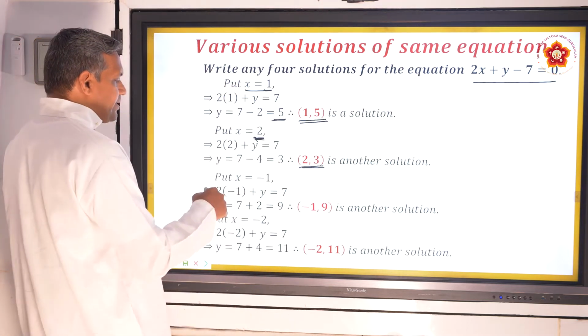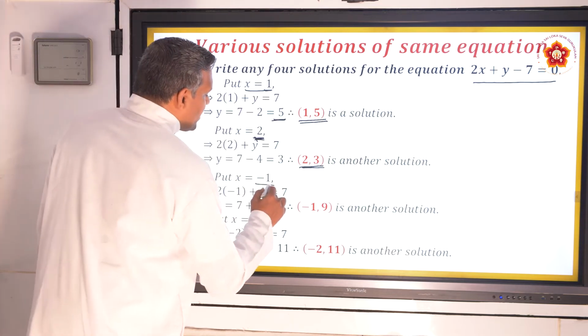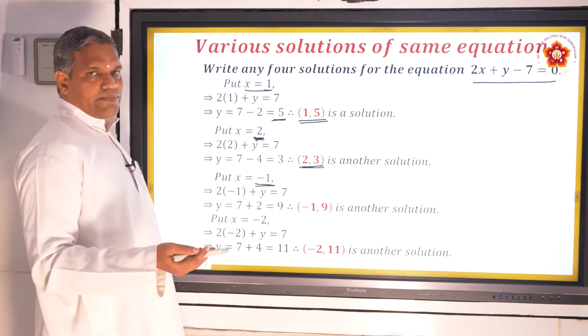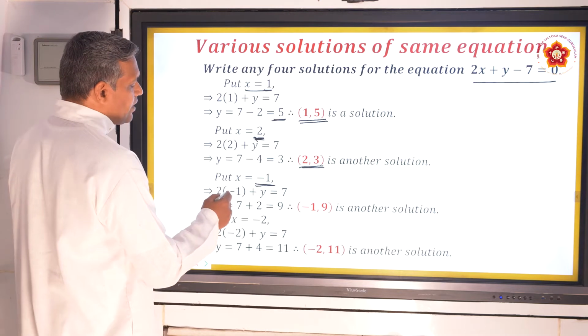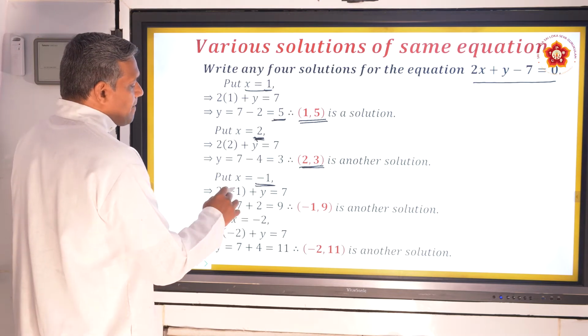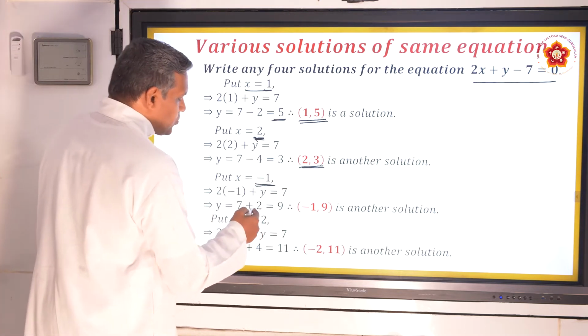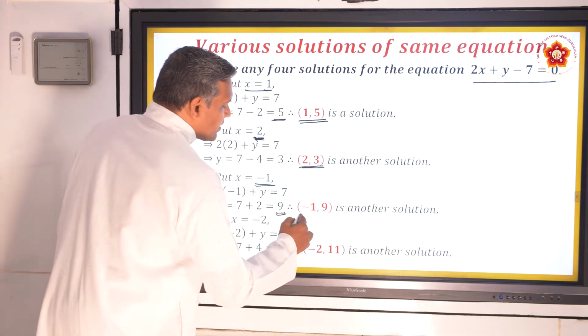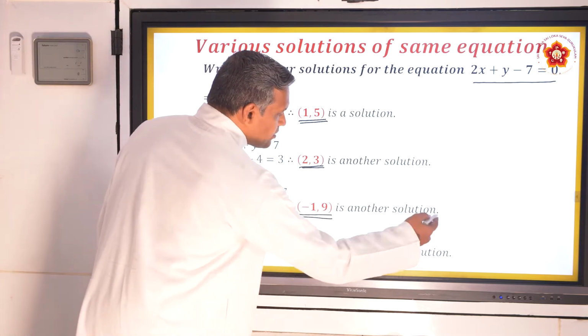Then I am just trying with a negative number. Minus 1, I try to substitute whether it fits with minus 1 or not. If I substitute minus 1, 2 times minus 1 is minus 2. Minus 2, if I transpose, becomes plus 2. 7 plus 2 is 9. So (-1, 9) is yet another solution.